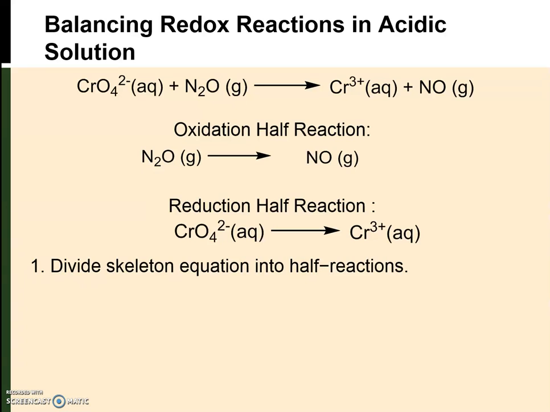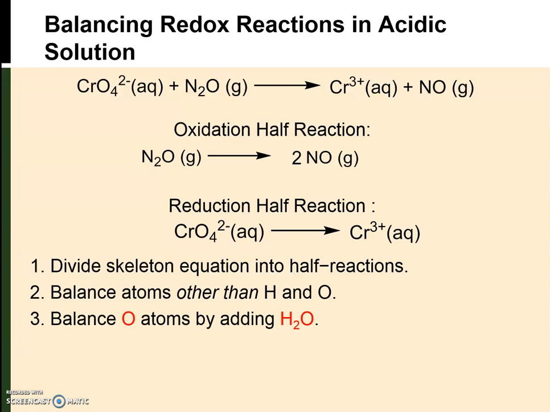So now that we know our oxidation and reduction half reactions, we next want to balance the atoms. We're going to start by just balancing atoms other than hydrogen and oxygen. We're going to balance the hydrogen and oxygen later. So in the oxidation half reaction, we see that the only non-hydrogen or oxygen atom is nitrogen, and we have 2 nitrogens in the reactants and 1 in the products, so we would need to add a coefficient of 2 in front of the NO. For the reduction half reaction, we have 1 chromium atom on each side of the equation, and then just oxygen, so that's balanced in terms of chromium.